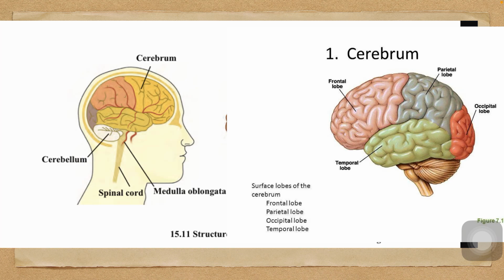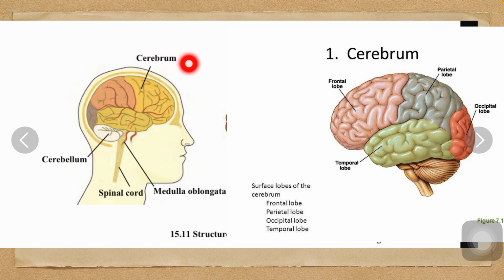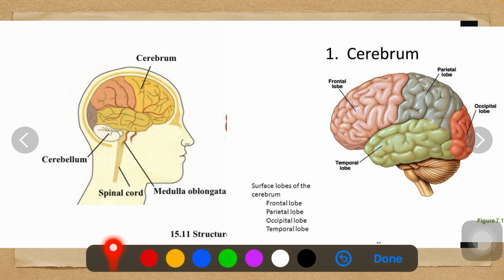Student, as you can see, the structure of brain consists of cerebellum, medulla oblongata and spinal cord. Let us learn in detail about these parts. Student, first cerebrum. This is the largest part of our brain. As you can see in the picture, this is the largest part of our brain and consists of two cerebral hemisphere.